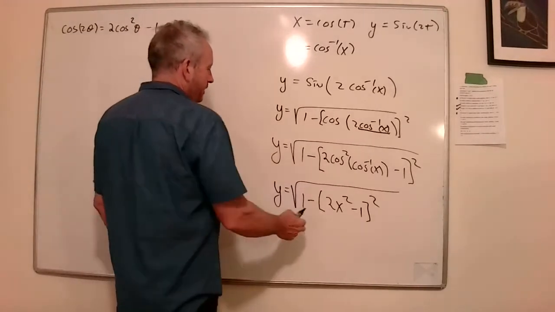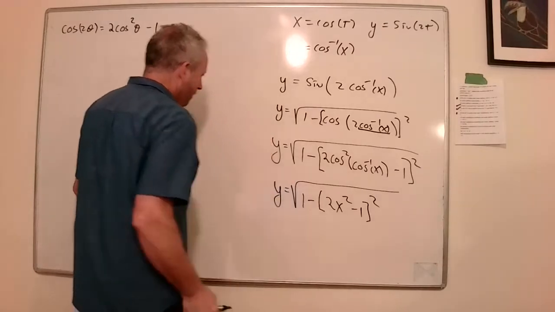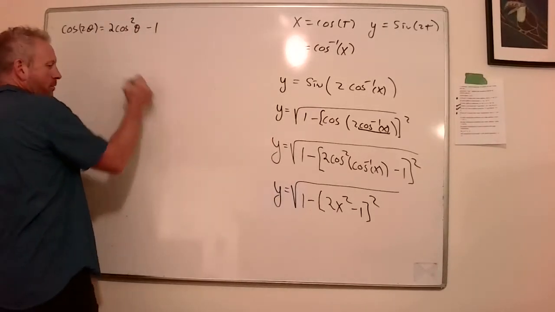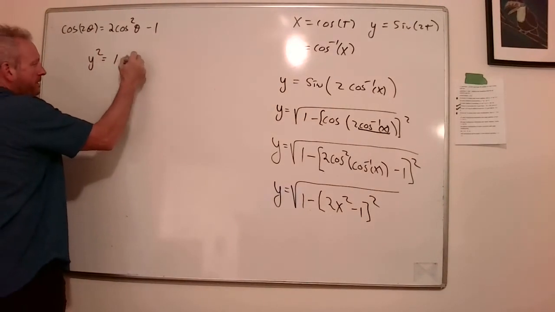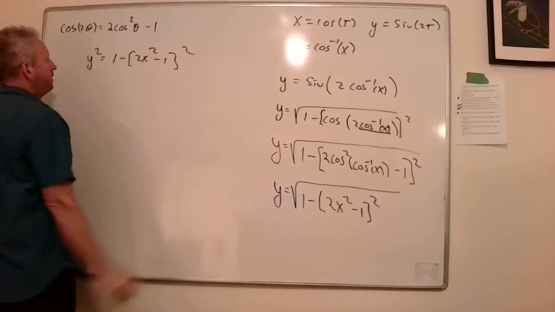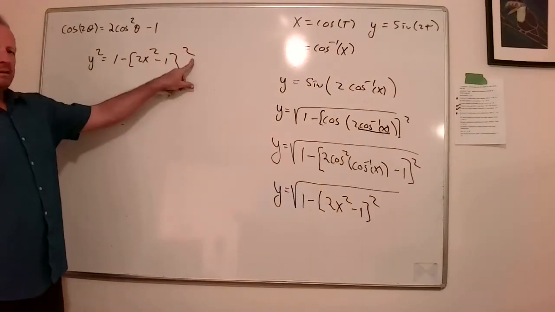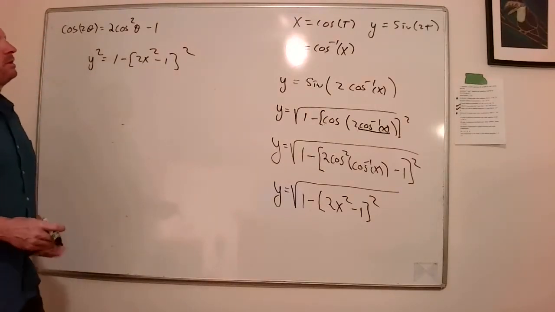But what do we want to do with this? That's not readily graphable. Let's square both sides. If I square both sides of this, we'll get y squared equals 1 minus 2x squared minus 1, all squared. Now, if this square hadn't been here, this would more or less obviously be the equation of an ellipse.